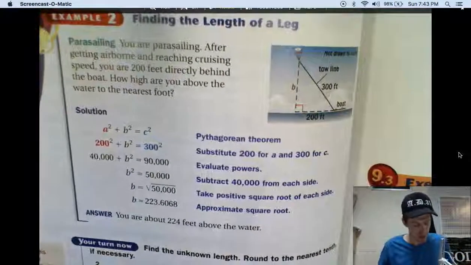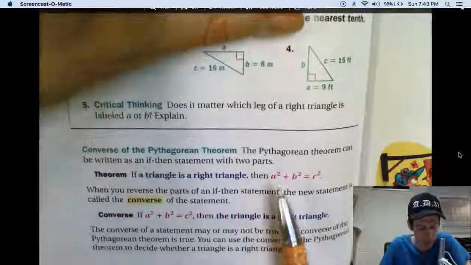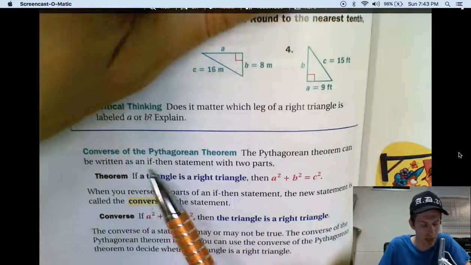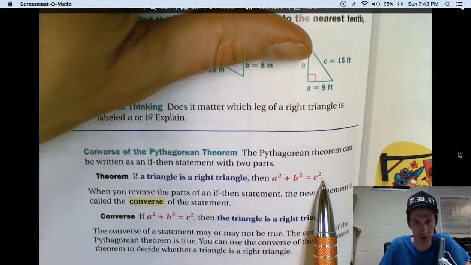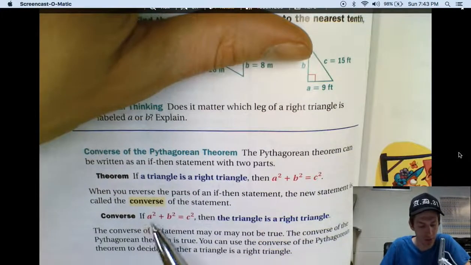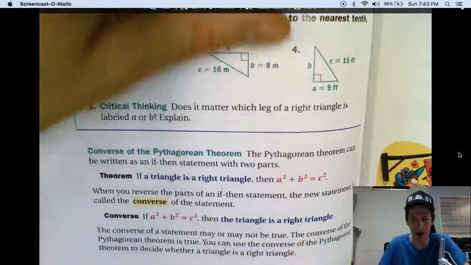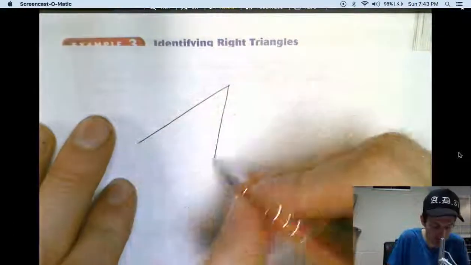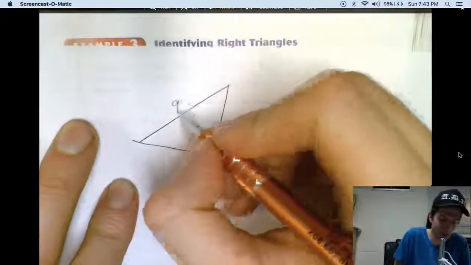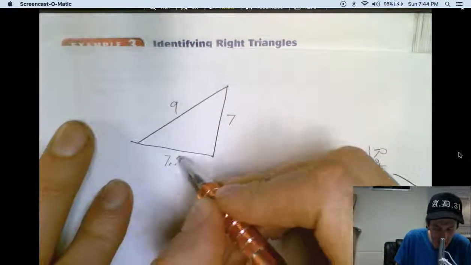Alright. That might be it, but let's just see what they're saying here with the converse of Pythagorean theorem. The Pythagorean theorem can be written as an if-then statement with two parts. If a triangle is a right triangle, then this will work. But the converse would be, if these numbers work out, then the triangle is a right triangle. So, what if I threw a triangle your way, and I just tried to make it up and guesstimate, and I was like, hey, this one's going to be 9, and this one's like 7, and this one's like 7.5?